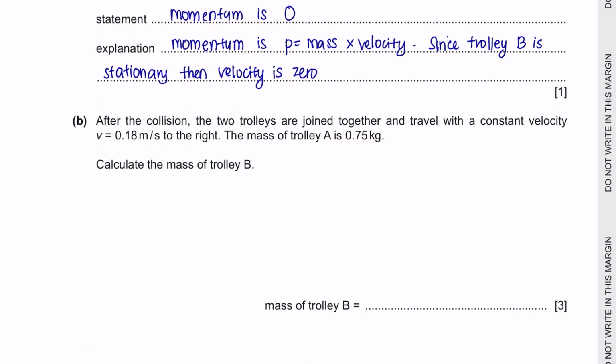Next, Question B. After the collision, the two trolleys are joined together and travel with a constant velocity v equals 0.18 meters per second to the right. The mass of trolley A is 0.75 kilograms and we are asked to calculate the mass of trolley B.